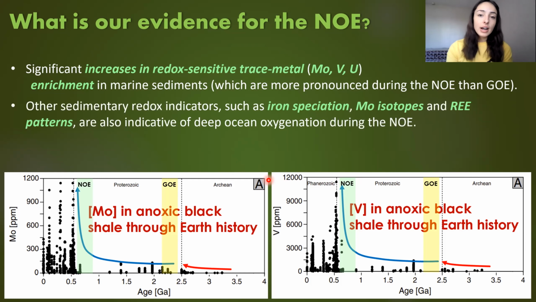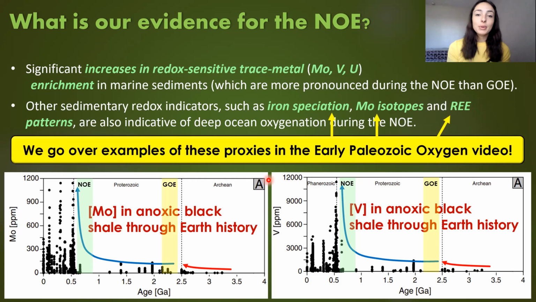However, there are other lines of redox indicative evidence, such as iron speciation, molybdenum isotopes, and rare earth element patterns that are also indicative of deep ocean oxygenation during oxidation events throughout Earth's history. However, we're going to go over examples of these types of redox indicative evidence in the next video over the early Paleozoic oxygen history, because I just want to spread out these different lines of evidence throughout these different oxidation events throughout Earth's history so that these videos don't get too repetitive for y'all.